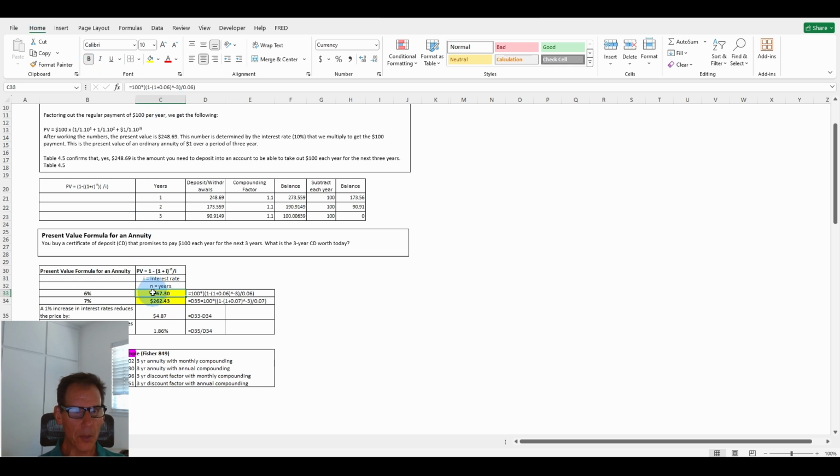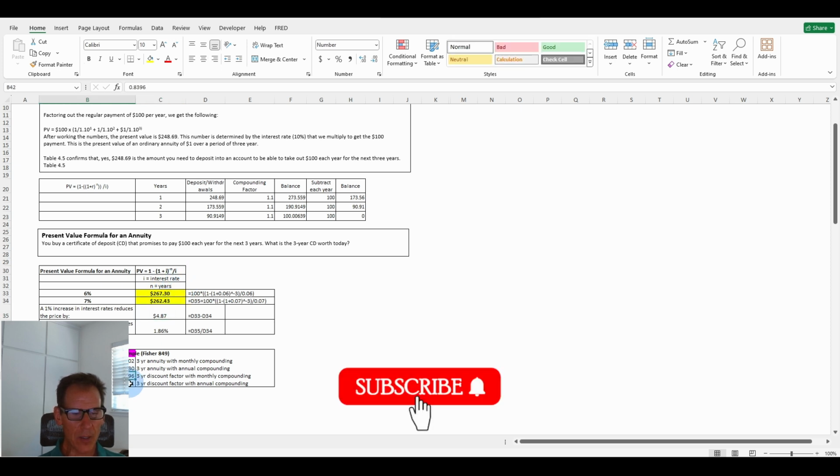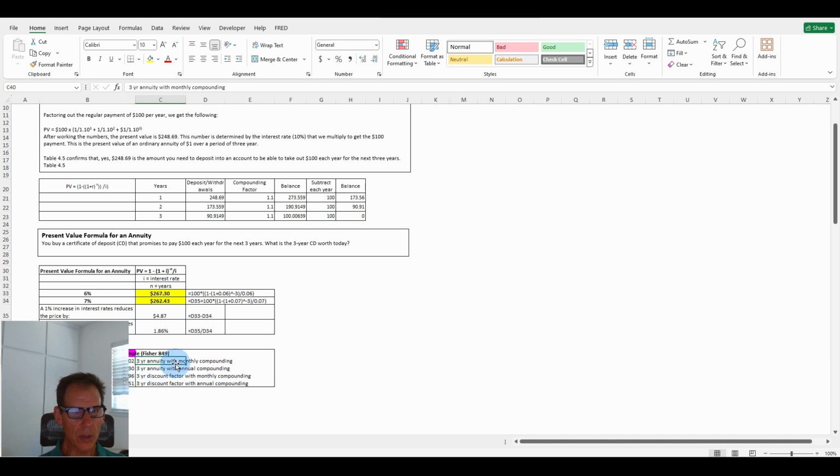Every finance situation will have a table or a factor associated with it. The factor here will be 2.62. Anyway, that's what this is. I don't know why the formulas aren't showing here. But something really screwy showed up, and that's typical Excel.